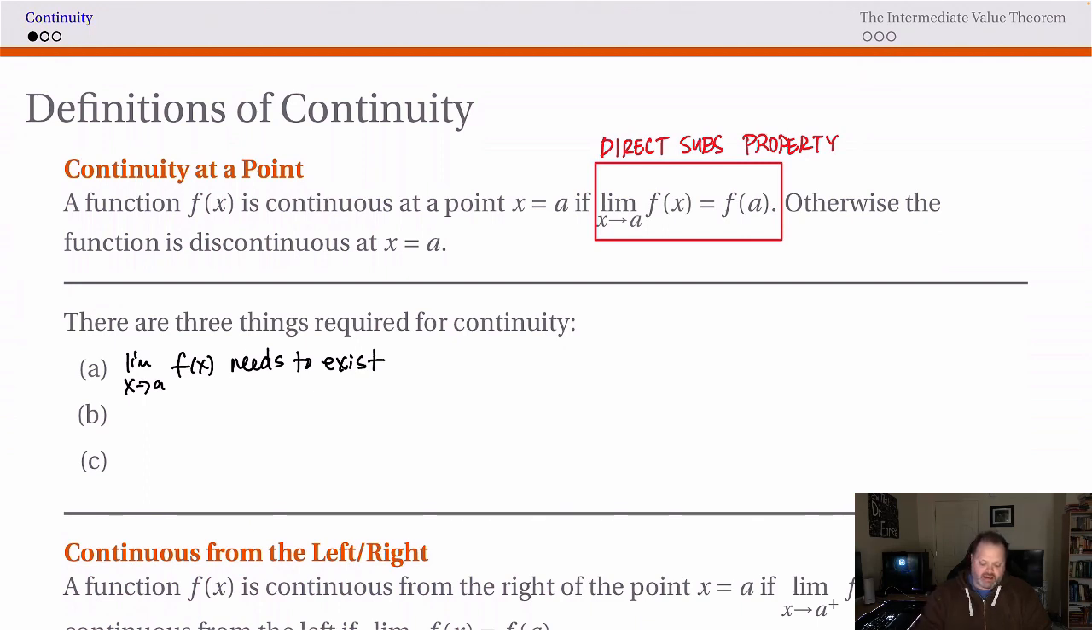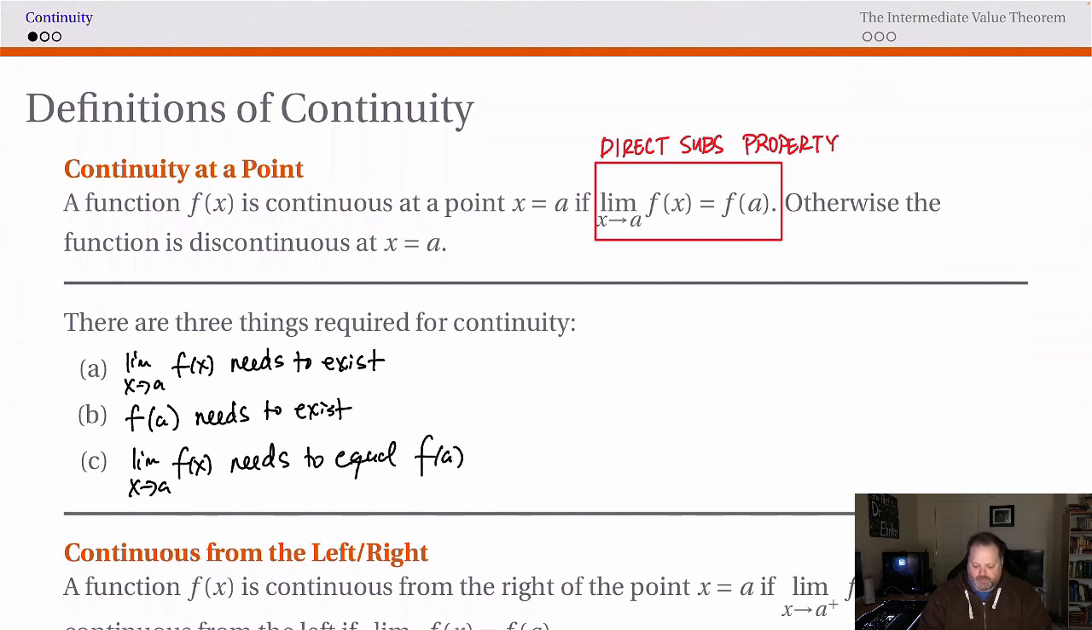The second thing is the function value at the point needs to exist. So if you have the limit at a point and the function value at a point both existing, then continuity says they have to be the same thing. The limit has to point toward the function value. So that's the actual definition, and the third part is that the limit needs to equal that function value. Be prepared to give something back like this on the exam.